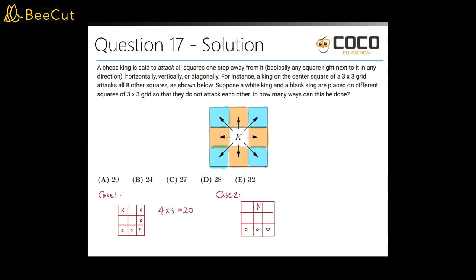There are 4 edges to choose from. Each of them has 3 ways. It's 4 times 3, 12 ways. So we can get a total of 20 plus 12 equals 32. We choose option E.